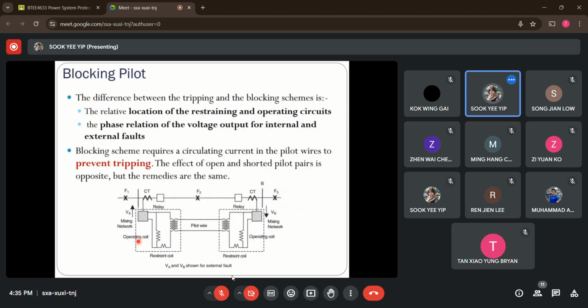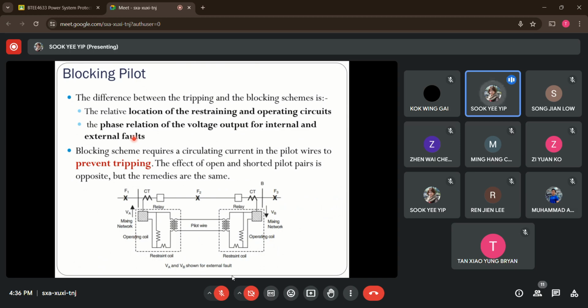So how about blocking pilot wire relaying systems here? The components we use are actually the same. The main difference between the tripping mode and the blocking mode of pilot relaying system is that the locations of the restraining coil and the operating coil are interchanged. And the next difference is that the phase relationship between the voltage outputs for both internal and external faults is reversed compared to the tripping pilot wire system.